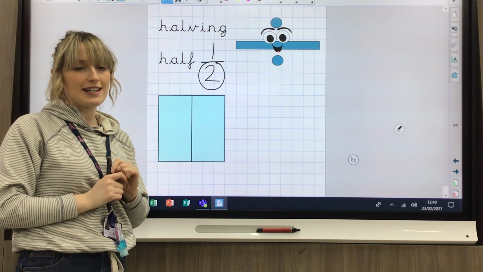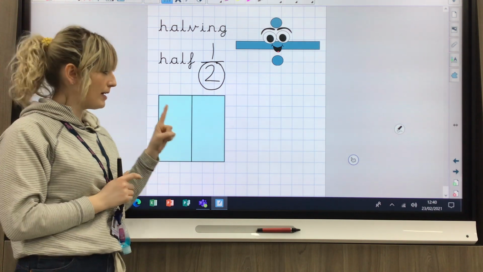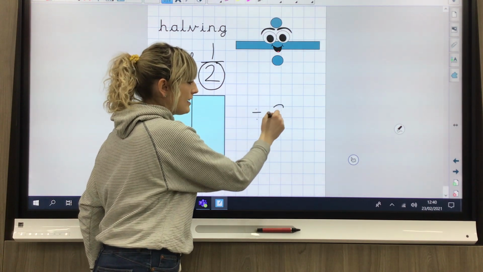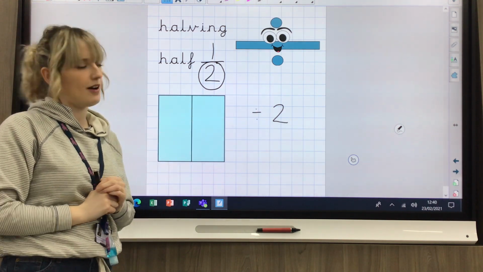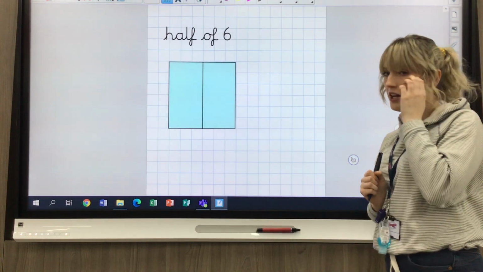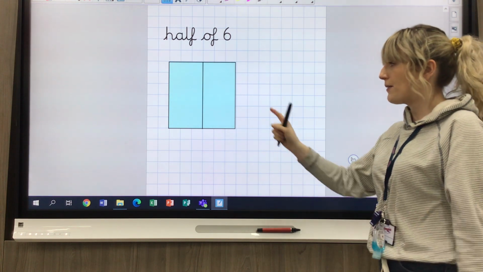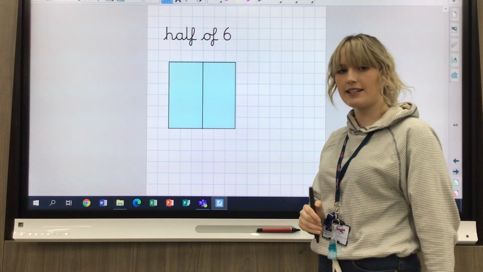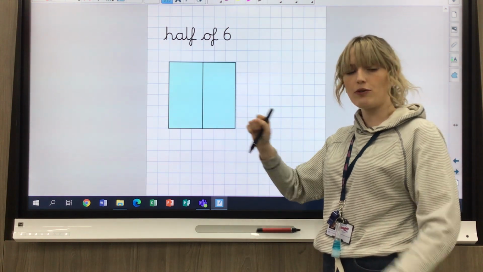That's the same as when we're dividing. So when we're dividing, we're splitting a number into equal parts. So when we're halving, all we're doing is dividing by 2, so we're splitting it into 2 equal parts. I'm going to talk about that a little bit more and show you what I mean. So here I've got half of 6. Here's my square split in half. If I'm halving 6, I'm just sharing 6 between 2 equal parts.